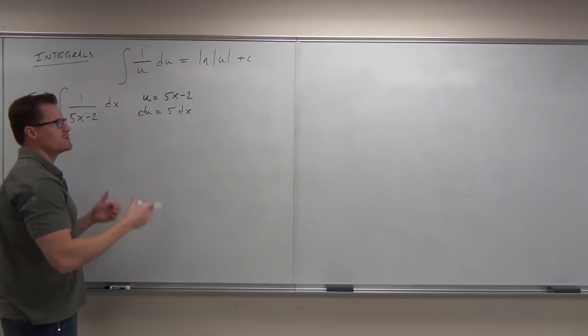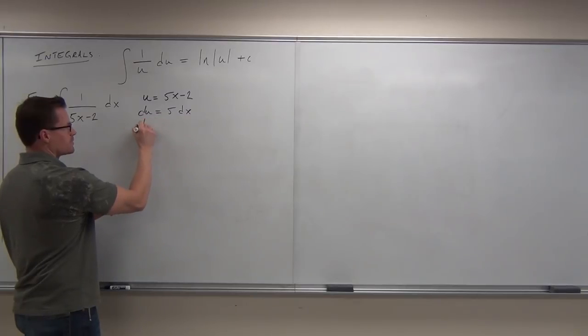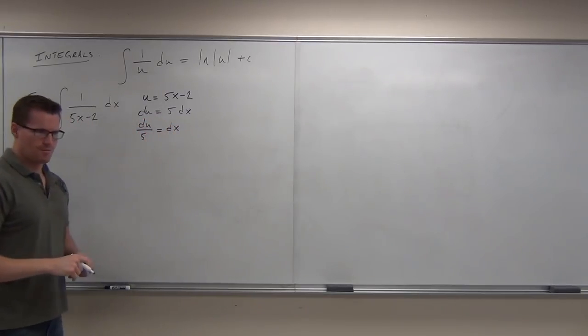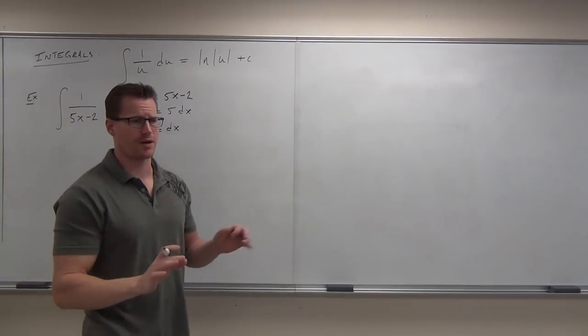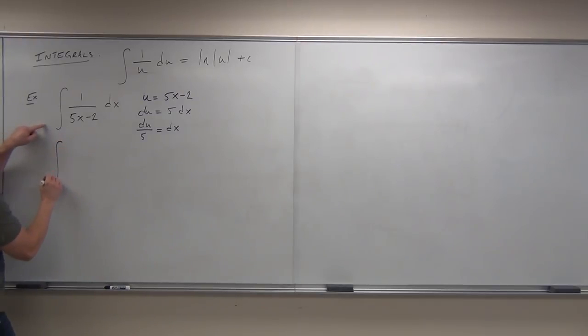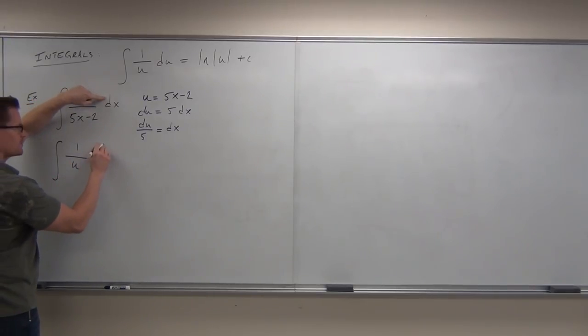I learned it this way. You guys can do your substitution however you want. I learned to solve for dx, so you'll always see me doing du over 5 equals dx. Some people have done it another way. It's fine. I don't care what way you do it, okay? So we'll do a substitution. We still have a 1. What does the 5x minus 2 become? U. Good. And instead of dx, I put du over 5. Perfect.